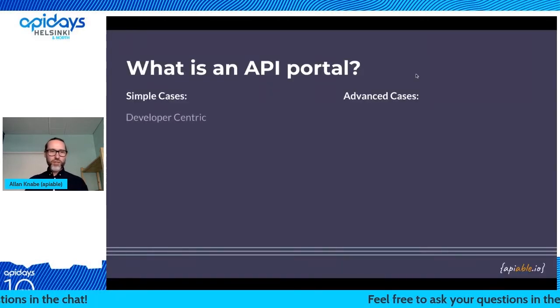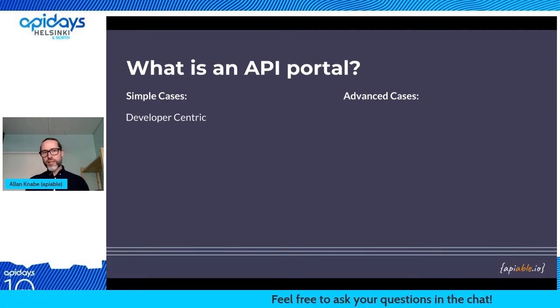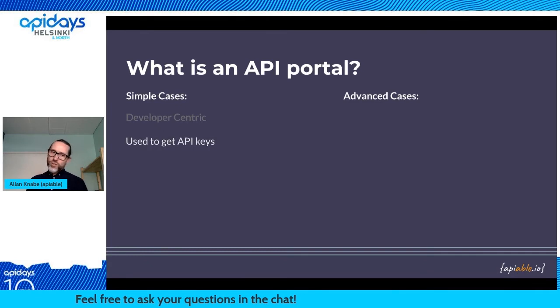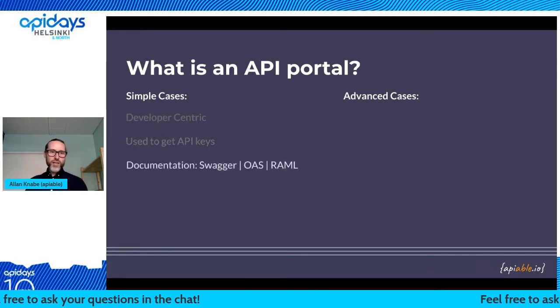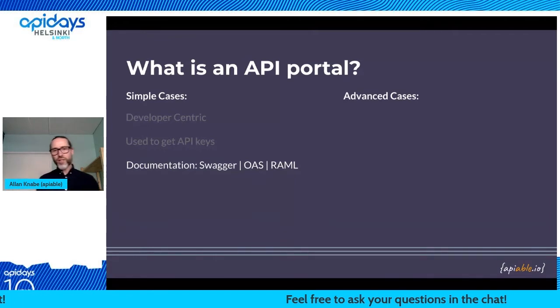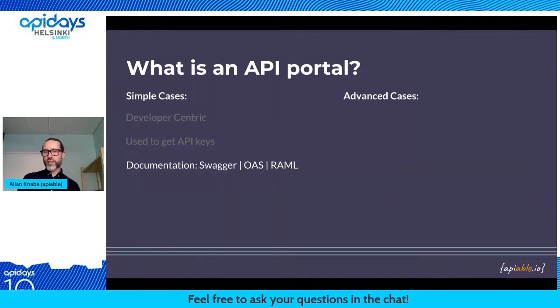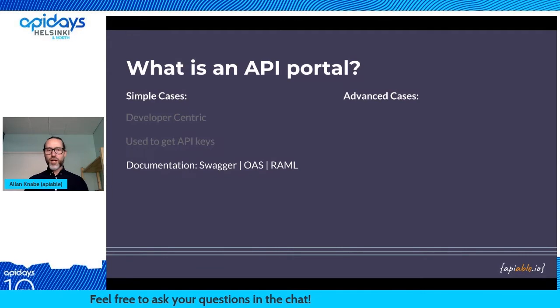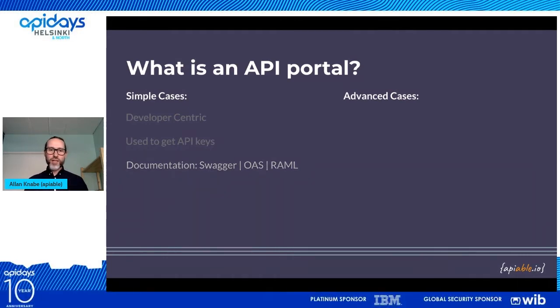Let's kind of just write those down quickly. So as I said, simple cases, very developer centric. It's used to get the API keys. There's a documentation part there as well, which is very important. It's normally the first thing that people think of in a developer portal. It's the API specification that you see there. And normally some sort of contact for support, quite basic, simple cases, but these are the bare minimum you need.